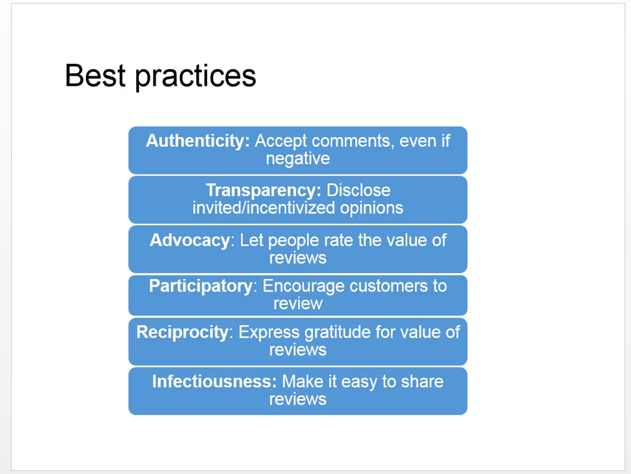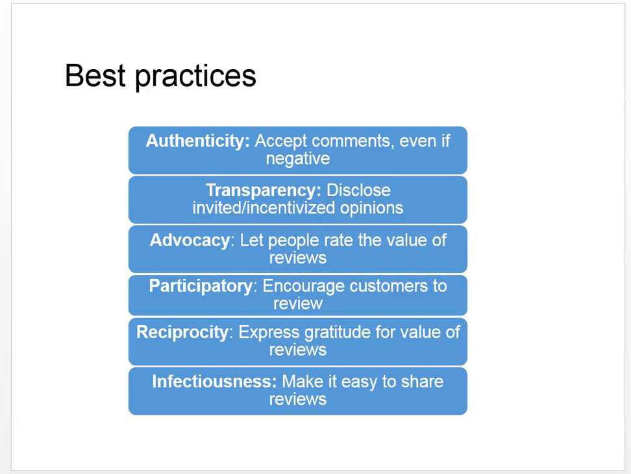So what are some best practices that we can rely on? Authenticity is key. People are getting more and more savvy about identifying unauthentic content. So accept comments even if negative. If they're all negative, that says something about your brand that you really need to consider. So don't say, I hate it. It's actually a learning moment.